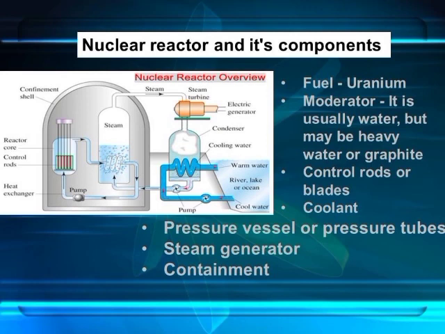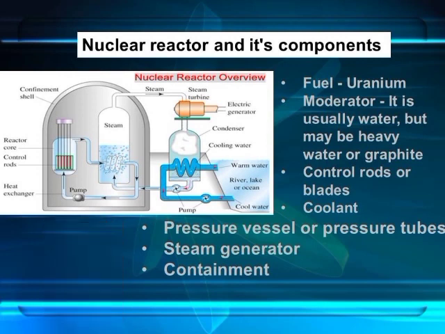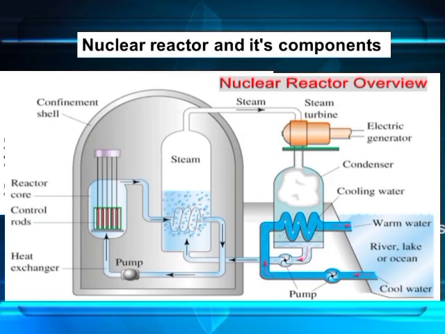So the components are, first is fuel. As I said, the fuel used in fission is the element uranium, specifically uranium-235. Moderator, which is usually water but maybe heavy water or graphite. Then control rods or blades, which are of course metal that conduct heat.